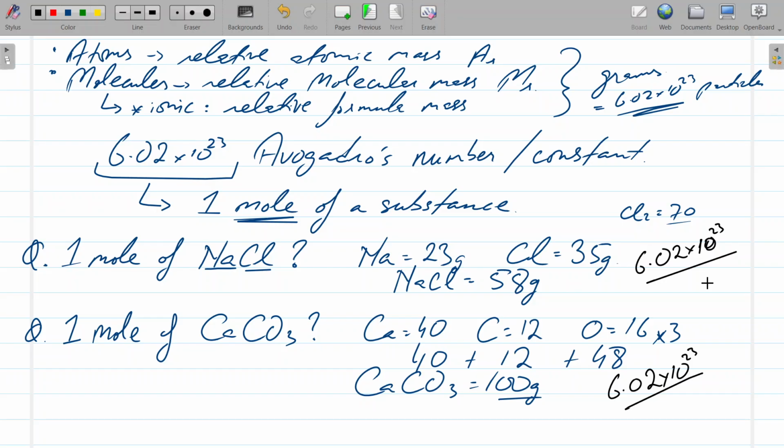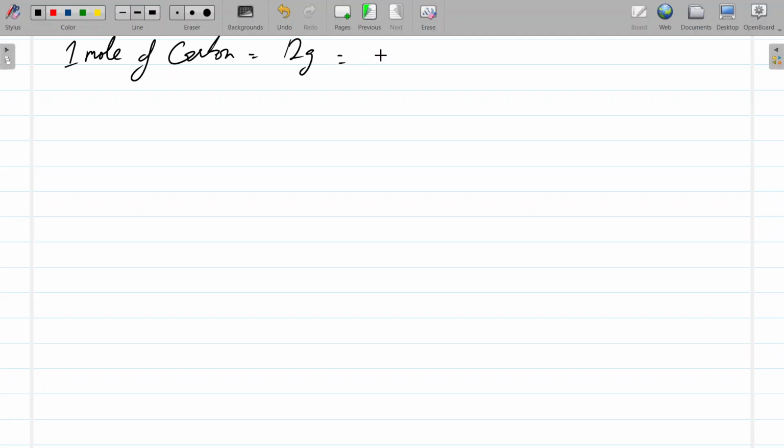Because this tends to be tricky, and students find it really confusing. But 1 mole of carbon would be 6.02 multiplied by 10 to the power 23, right? 1 mole of carbon, which would be 12 grams, would have 6.02 into 10 to the power 23.